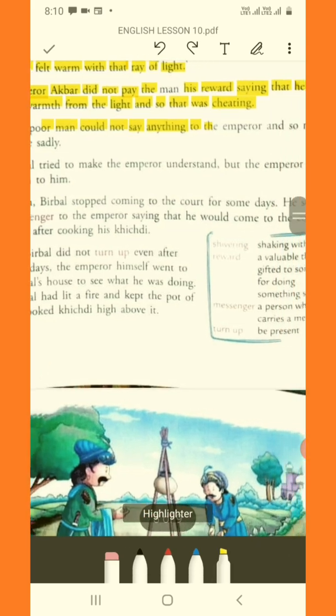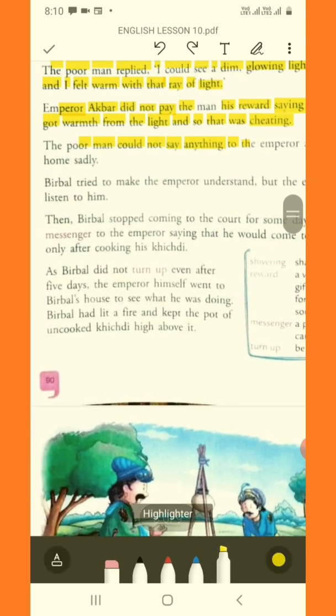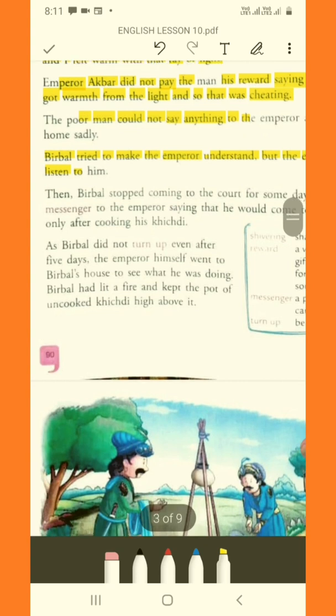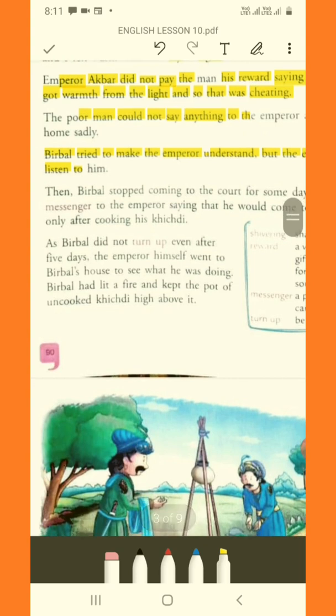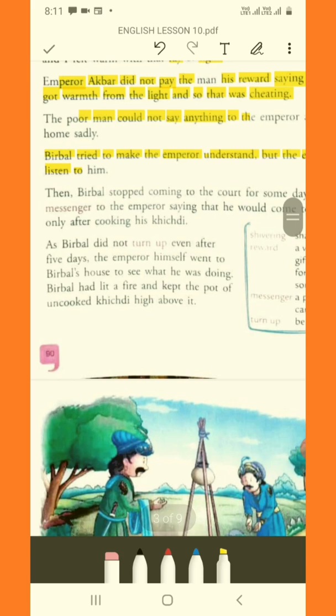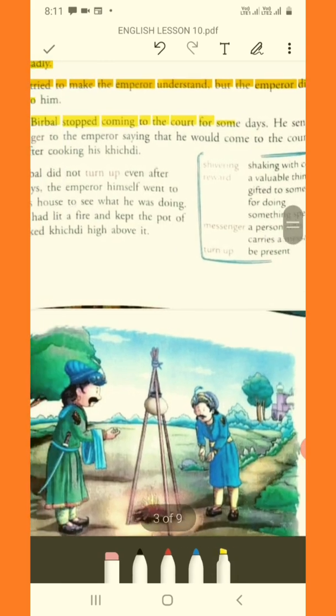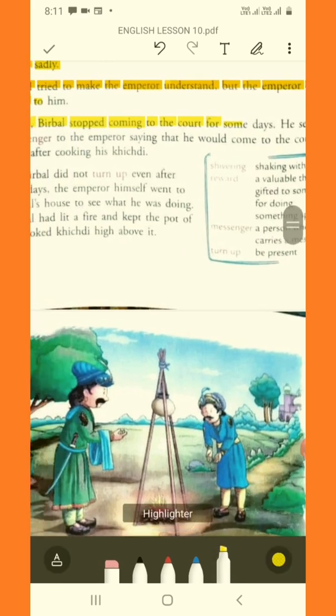Now Birbal tried to make the emperor understand. Okay, Birbal was trying to explain to the emperor, but the emperor did not listen to him at all. Then Birbal stopped coming to the court for some days.